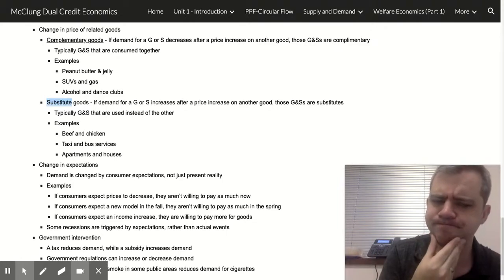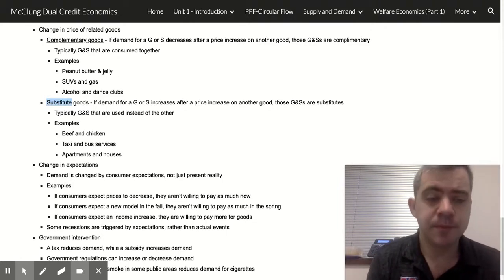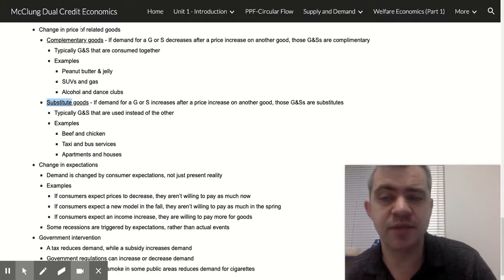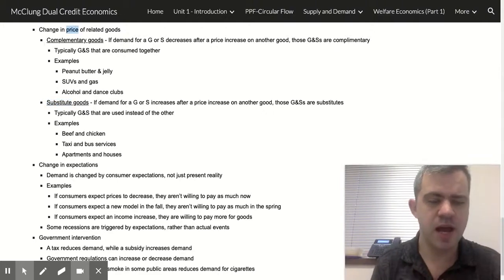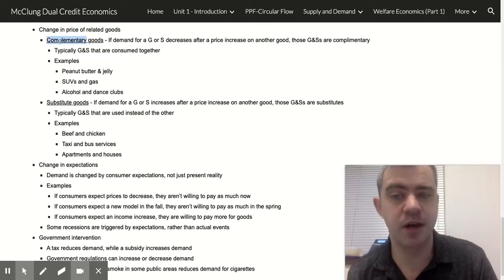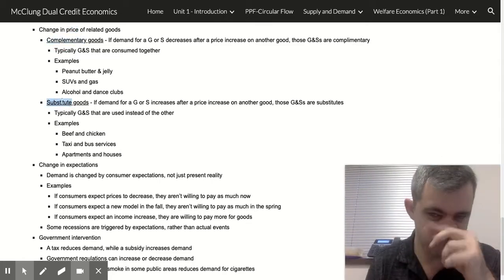So you go, hmm. The prices of other goods can affect the demand for your good. You just have to take a look at whether it's a complementary good or a substitute good.